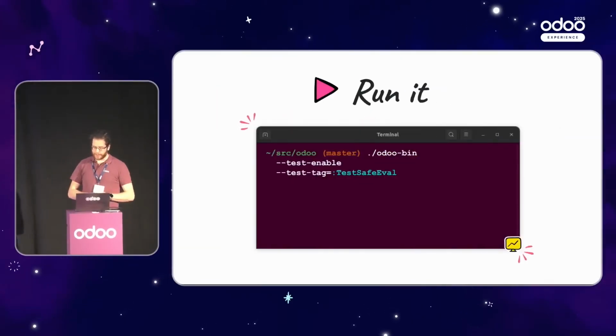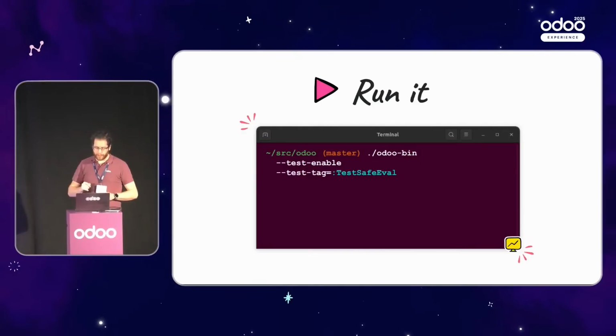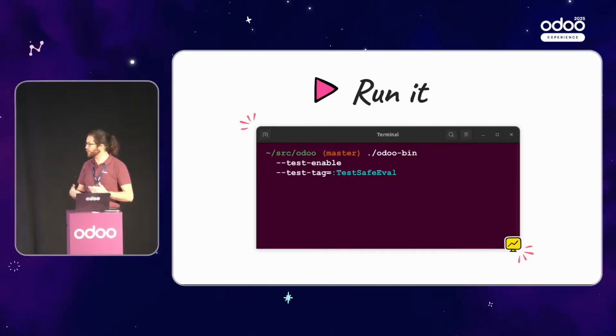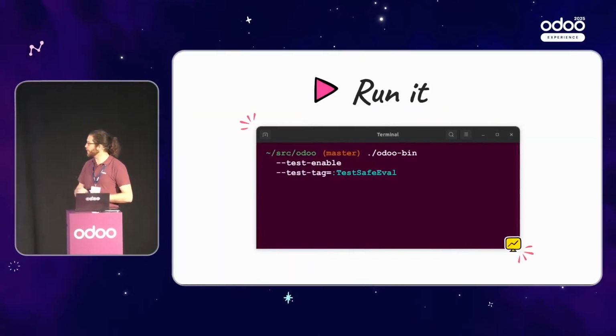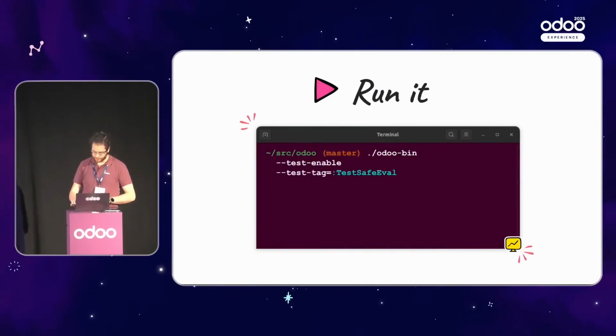To run the Python test, it's very simple as well. You use the odoo-bin CLI command with test-enable, and then you can filter if you want to run a specific test. For example, we want to run this test case with all its functions. Well, you give it a colon and then the name of the class.